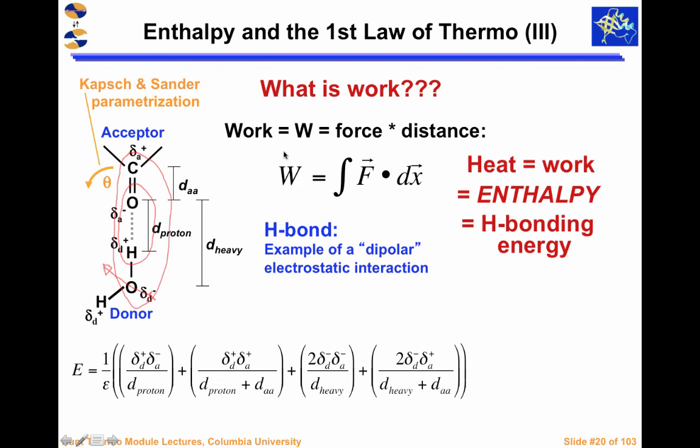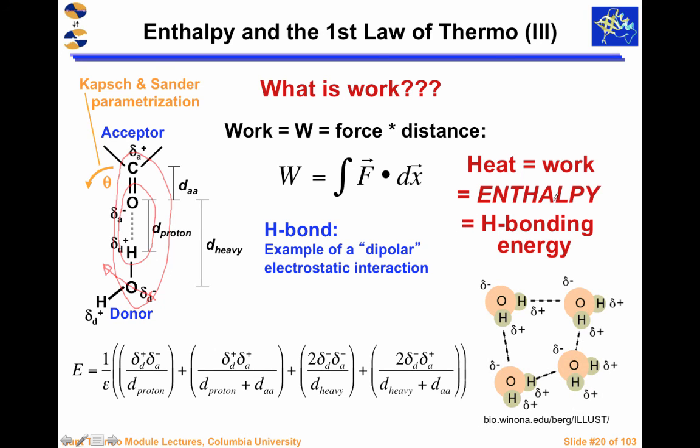The electrostatic potential energy in general, of course, is an example of the first law, the nitty-gritty of exactly how heat equals work equals enthalpy. So this is one example of electrostatic potential energy. This kind of electrostatic potential energy is called the hydrogen bonding energy. So again, another example of a specific kind of energy, enthalpy, that makes important contributions in biological and biochemical systems.